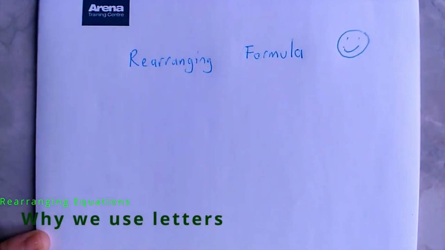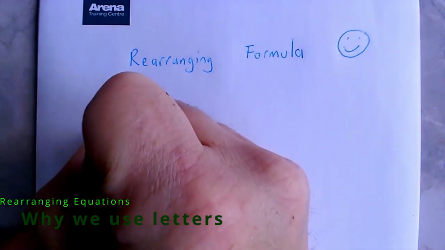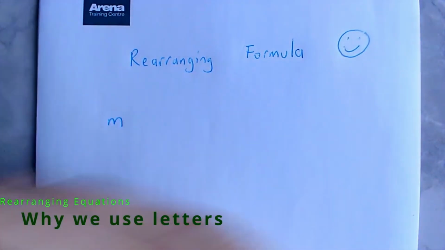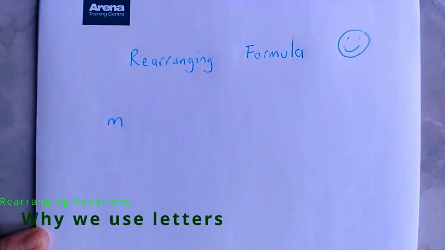And I might ask you the question, how much cash is there in my pocket? And of course, you can't answer that because you don't know what that value is. So what we can do is we can give that value a letter. Doesn't really matter what the letter is. We'll give it a letter M for money. And we can build an expression using letters and numbers.